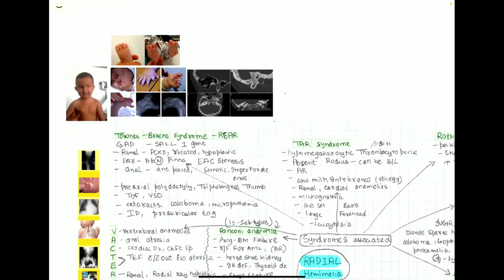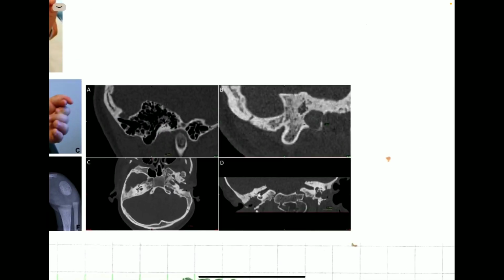Coming to Townes-Brocks syndrome, also called REAR syndrome, in which there are renal, ear, anal, and radial anomalies. It is an autosomal dominant condition. The gene involved is the SALL1 gene. Renal involvement may be polycystic kidney disease, hypoplastic dysplastic kidney, rotated malpositioned kidneys. Ear abnormalities can be an abnormal ear pinna. There can be external auditory canal stenosis that can be appreciated in this image.